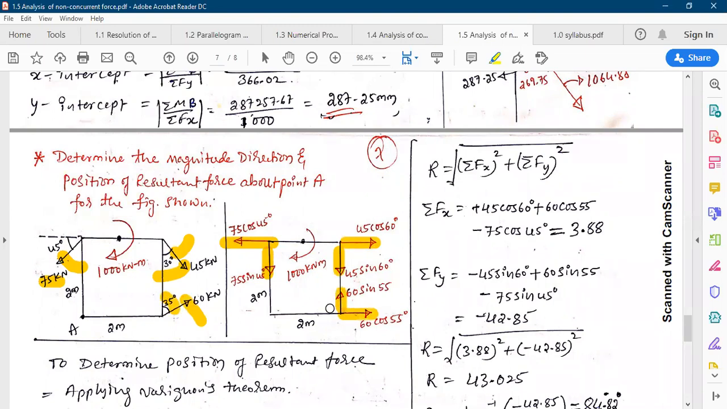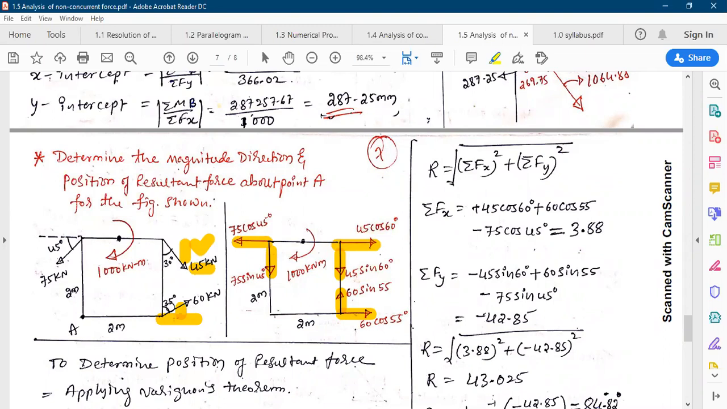Fx is written as F cos theta, and Fy is written as F sin theta, where theta is with respect to the x axis. Here it is 60 degrees, and here it is 55 degrees. So 45 cos 60, it is acting rightwards. Similarly, 45 sin 60, it is acting downwards.